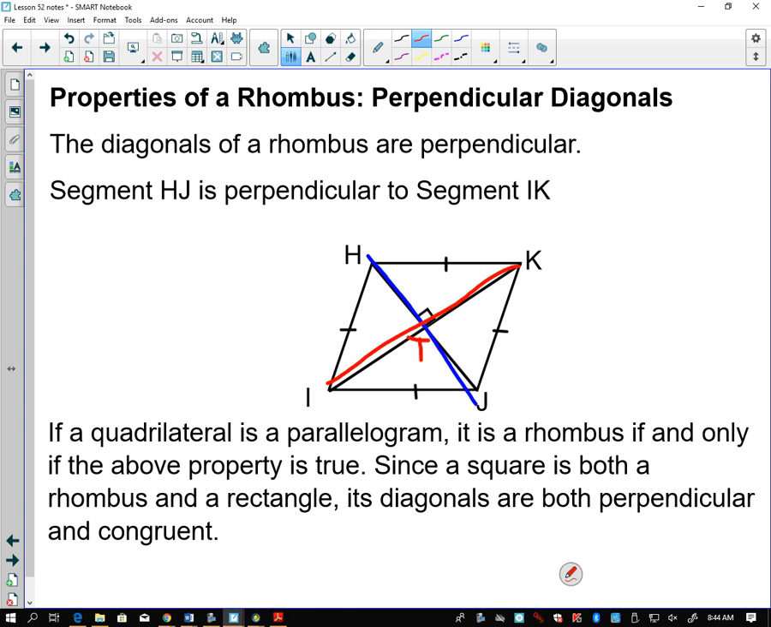Okay. All right. Since a square is both a rhombus and a rectangle, its diagonals share both properties at the same time, meaning a square has diagonals that are perpendicular, just like in a rhombus, and has diagonals that are congruent to each other, just like in a rectangle. Okay, so in a square, both properties of its diagonals are true of what we see in a rhombus and a rectangle at the same time.